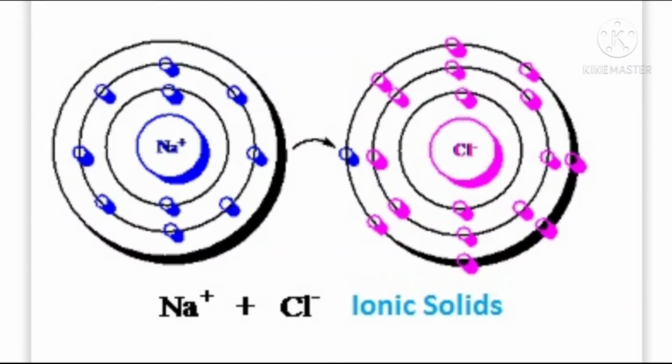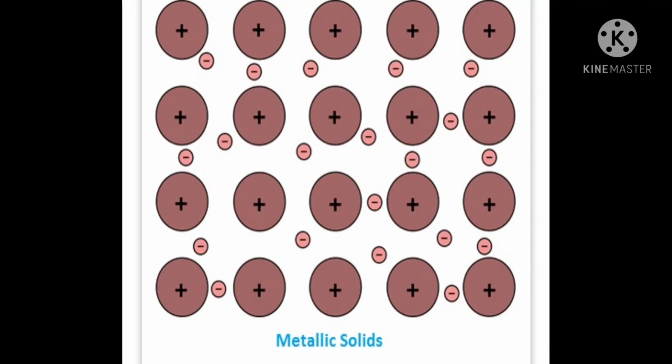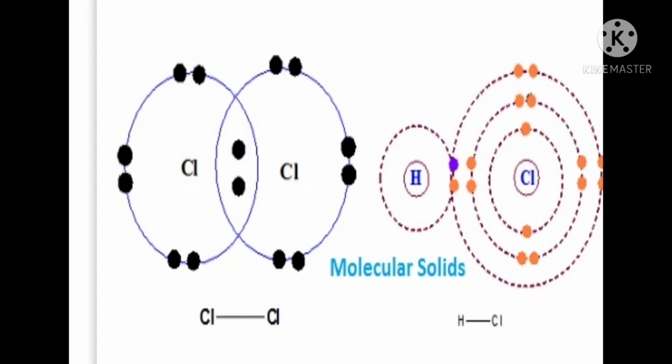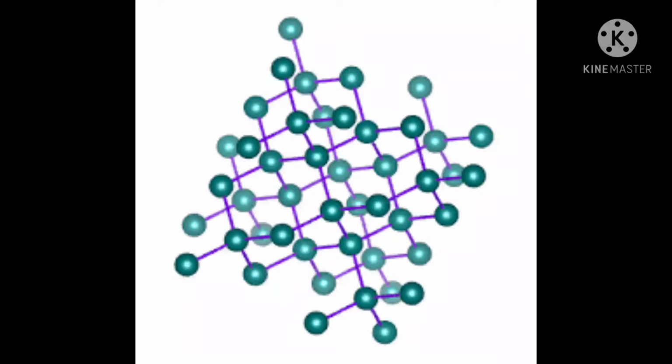Crystals are composed of alternating positive and negative ions. Metallic crystals consist of metal cations surrounded by a sea of mobile valence electrons. Molecular solids are held together by weak intermolecular forces of attraction. Covalent crystals are composed of atoms which are covalently bonded to one another.